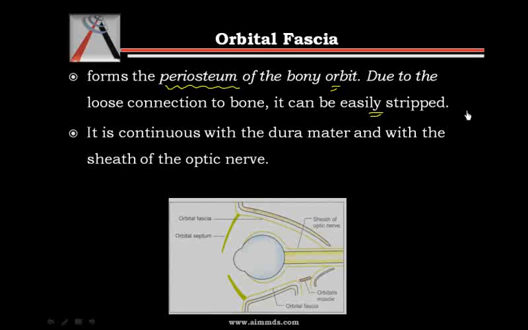This point is in contrast with the other periosteums in the body which are very firmly attached to the bone, but this periosteum of the orbit, that is the orbital fascia, is loosely attached to the bone. And it is also continuous with the dura mater. Now if you see here, it will be continuous with the dura mater, the sheath of the optic nerve.